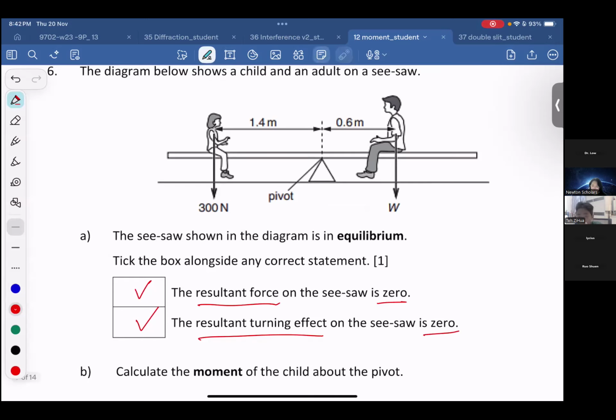Okay. Moment of the child about the pivot. This is the child. So B is asking you to calculate the moment of the child. Can you try and tell me?